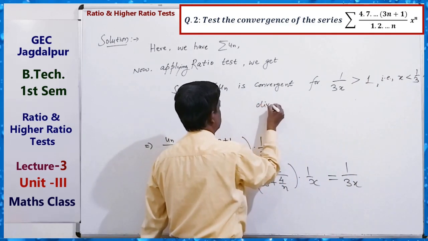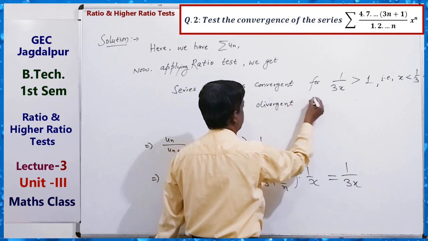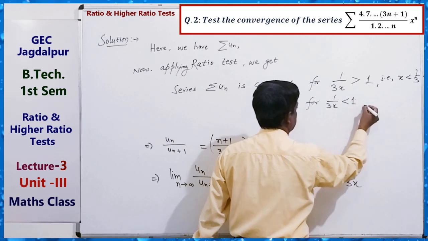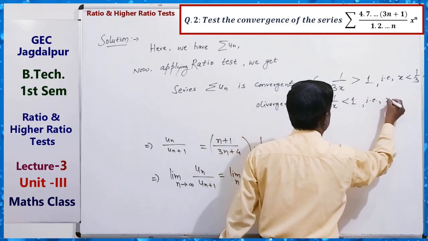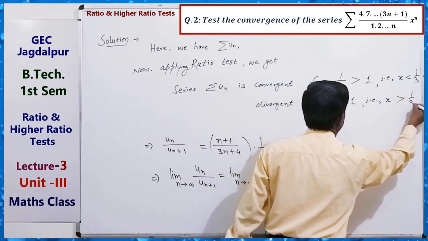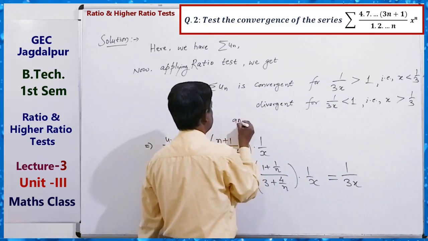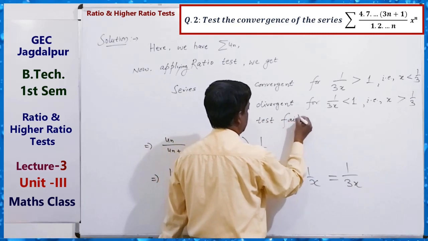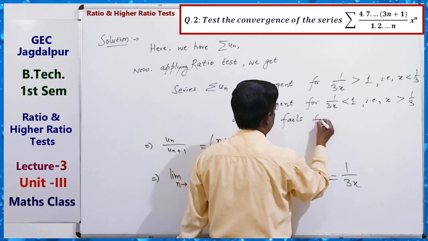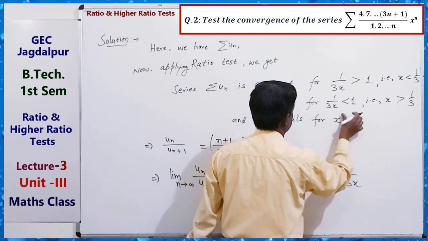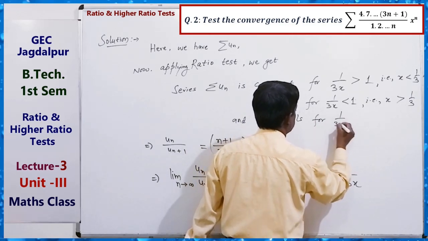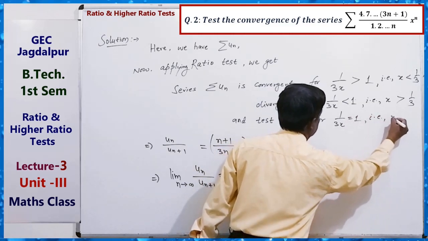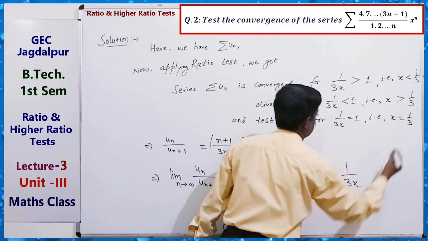And divergent for 1 by 3x less than 1, that is, x greater than 1 by 3. And the test fails if 1 by 3x equals 1, that is, x equals 1 by 3.